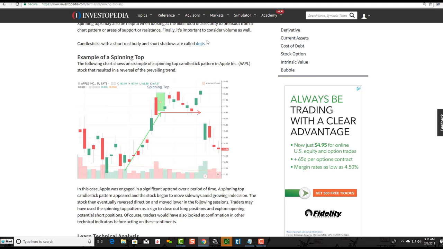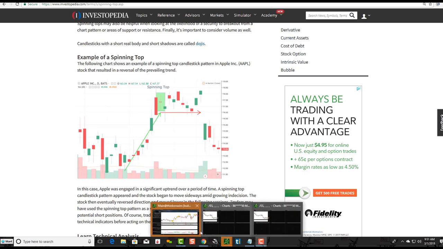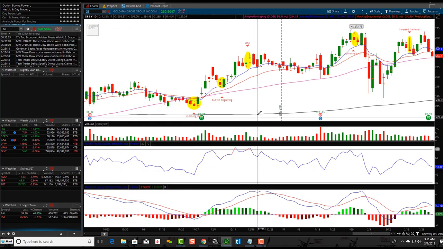It's just paying attention to these types of patterns that you see here, these spinning tops in an uptrend for a potential reversal downwards or in a downtrend for a potential reversal upwards. They can be very tricky to trade, as you can see with all these long upper and lower shadows, signs of indecision, and that tug of war between the bulls and the bears. So let's take a look at some real world charts to make things a little bit easier to look at. So here's a chart of Goldman Sachs.